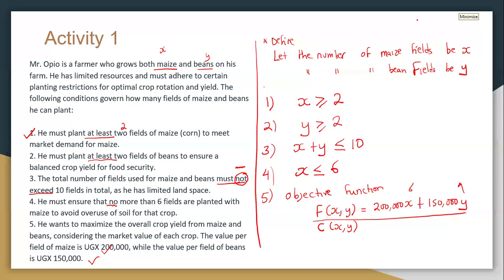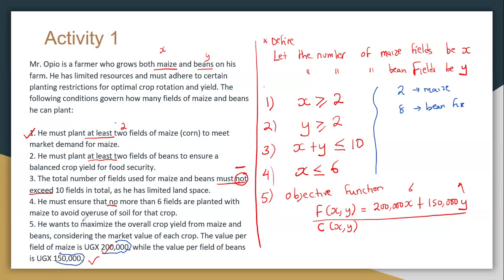Okay. Allow me to use an example. Like I've told you, in case I want to find out, take an example. Mr. Pio has planted 2 maize fields, and maybe he has planted 8 bean fields. This is just my example. In case I want to find out how much money he is going to get, because they are saying that every field of maize is going to get 200,000, and every field of beans is expected to get 150,000.